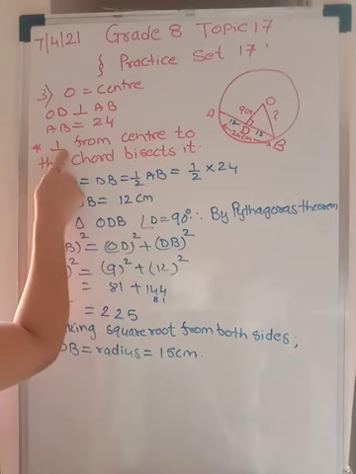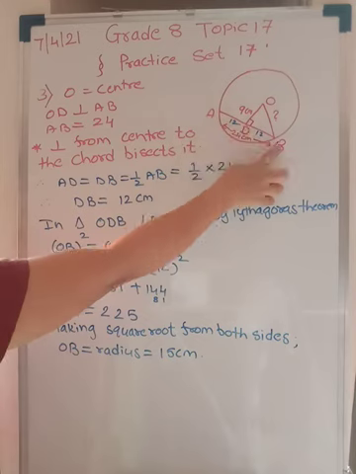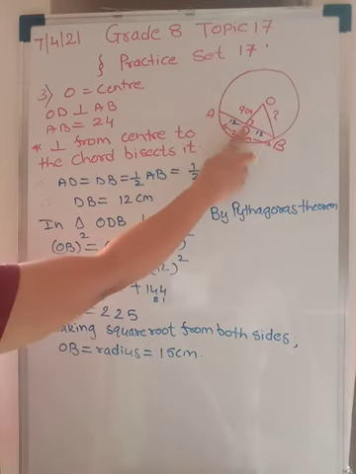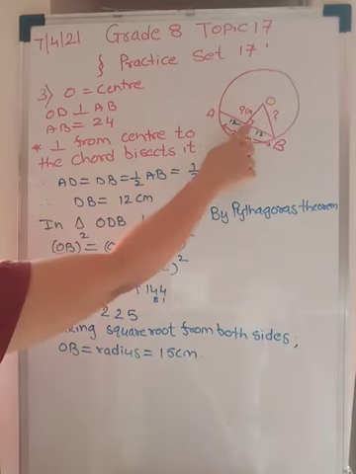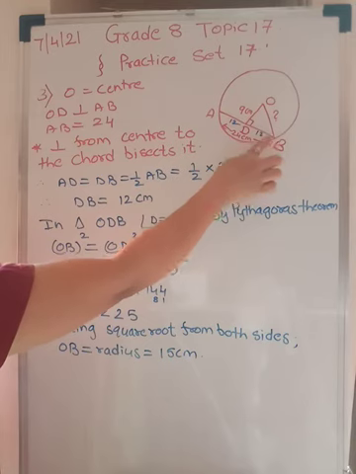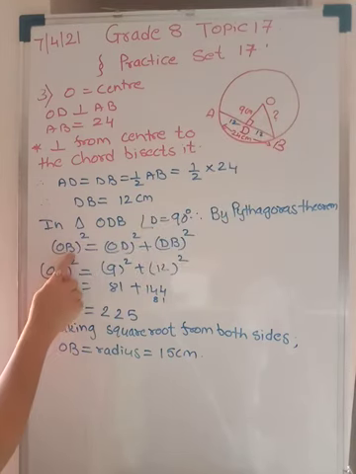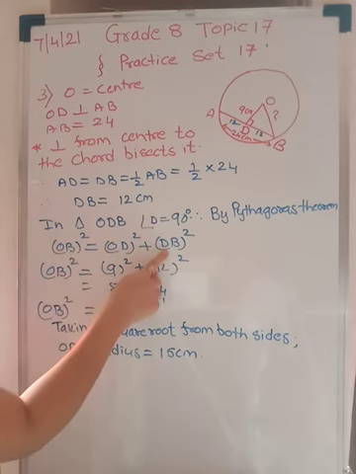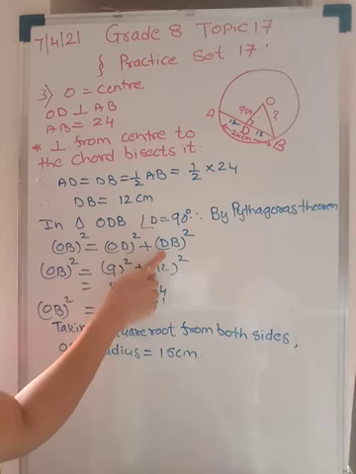Again we have the property: perpendicular from the center to the chord bisects the chord. So if this whole is 24, A to D will be 12 and D to B will be 12. Now in triangle ODB, D is 90 degrees. So let us apply Pythagoras theorem in triangle ODB. Opposite to 90 is OB. So OB square, which is the hypotenuse, is equal to side 1 square plus side 2 square. So one side is OD, another side is DB.